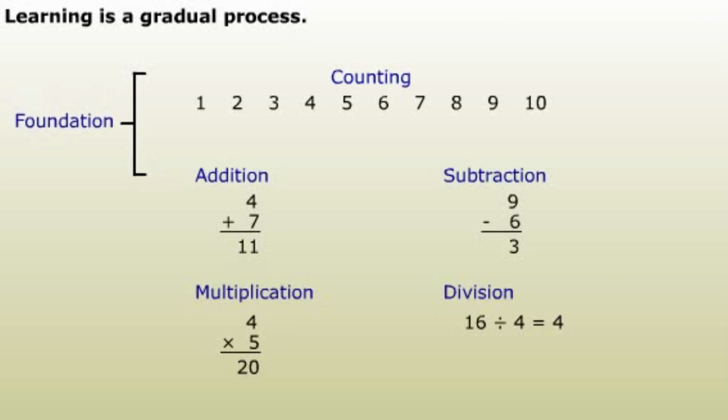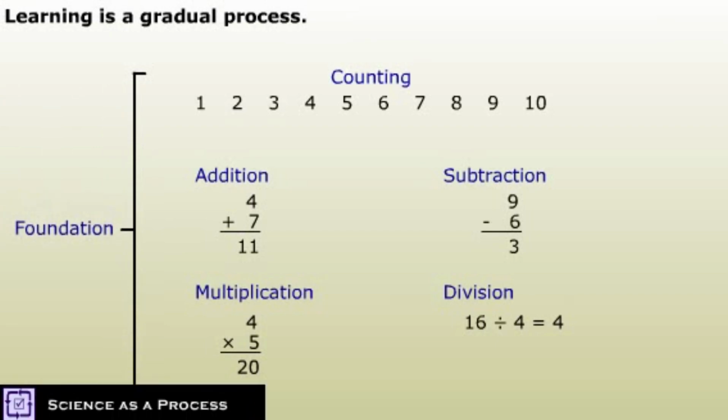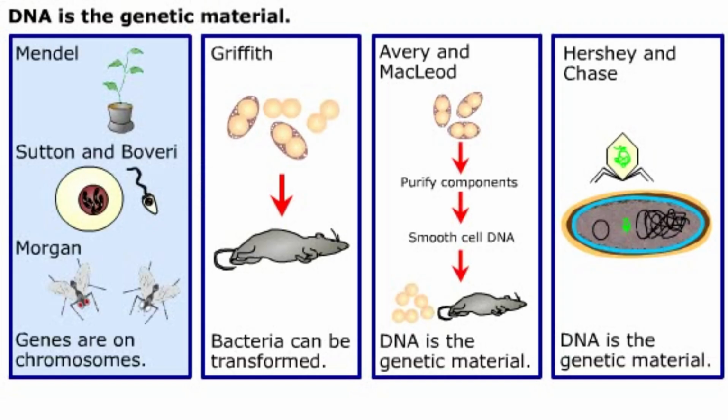Learning is a gradual process. Each new concept builds on previous information. As we master the new concept, it becomes part of the foundation for learning the next one. This is true for learning concepts others have already figured out, like basic math, and also when investigating topics. We looked at the steps in the discovery of DNA as the genetic material.